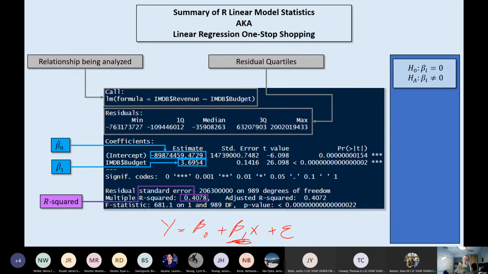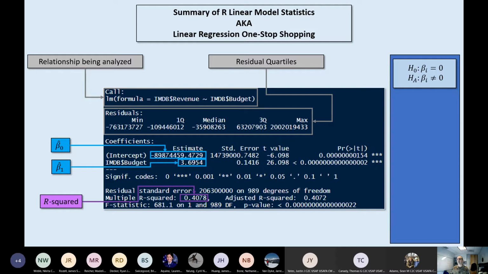I could do the same for checking whether or not beta naught is 0. That doesn't have the same meaning. It can be useful. We can check it the same way. But really, usually what we care about is beta 1 because it has that stronger meaning. If beta 1 is 0, then there's no linear correlation. If it is not 0, then there is a linear correlation. And so that's what these remaining values are related to.